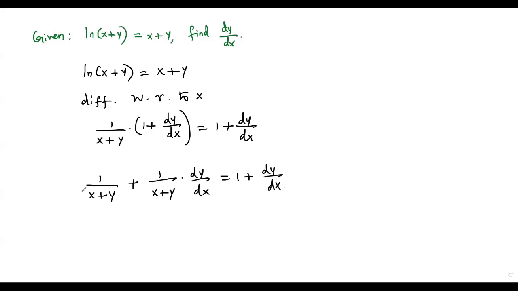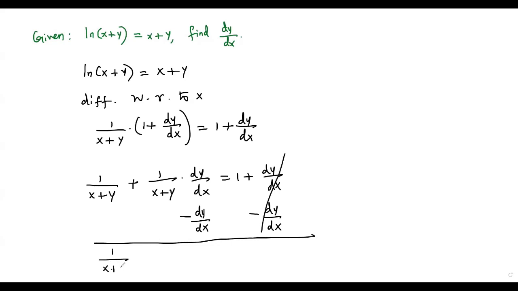Now our aim is to solve for dy over dx. So we have to get the terms containing dy over dx on one side of the equation. Already we have the term which contains dy over dx on the left side, so let's move the term which contains dy over dx on the right side. For that, I have to subtract dy over dx from both sides. So this positive and negative term will cancel out. I'm getting 1 over x plus y, plus 1 over x plus y times dy over dx, minus dy over dx. On the right side, I just have 1.